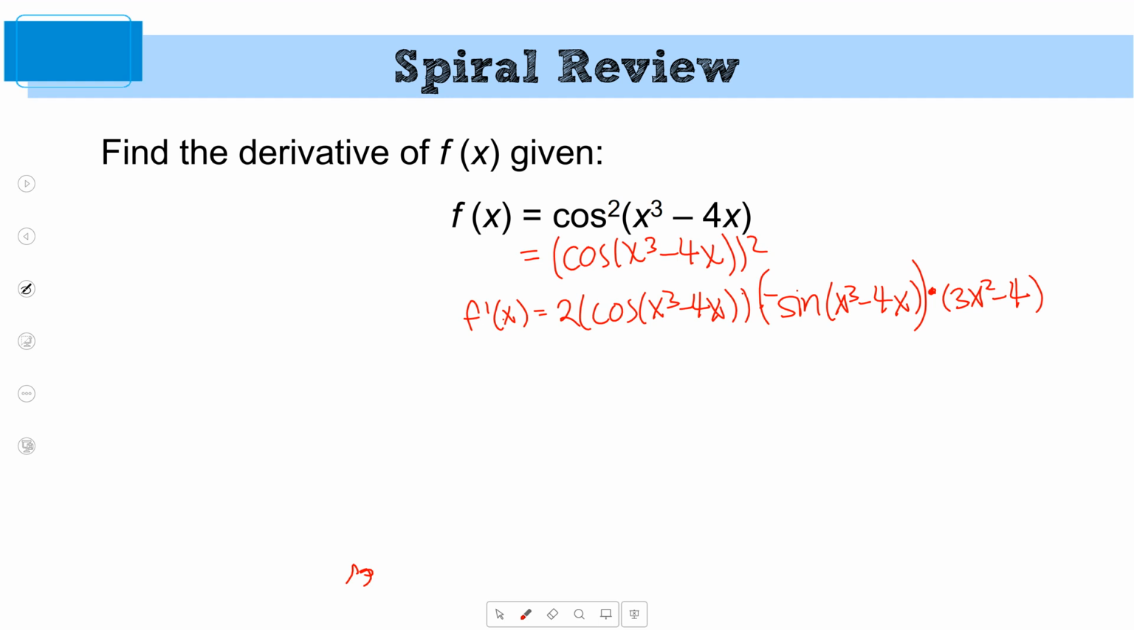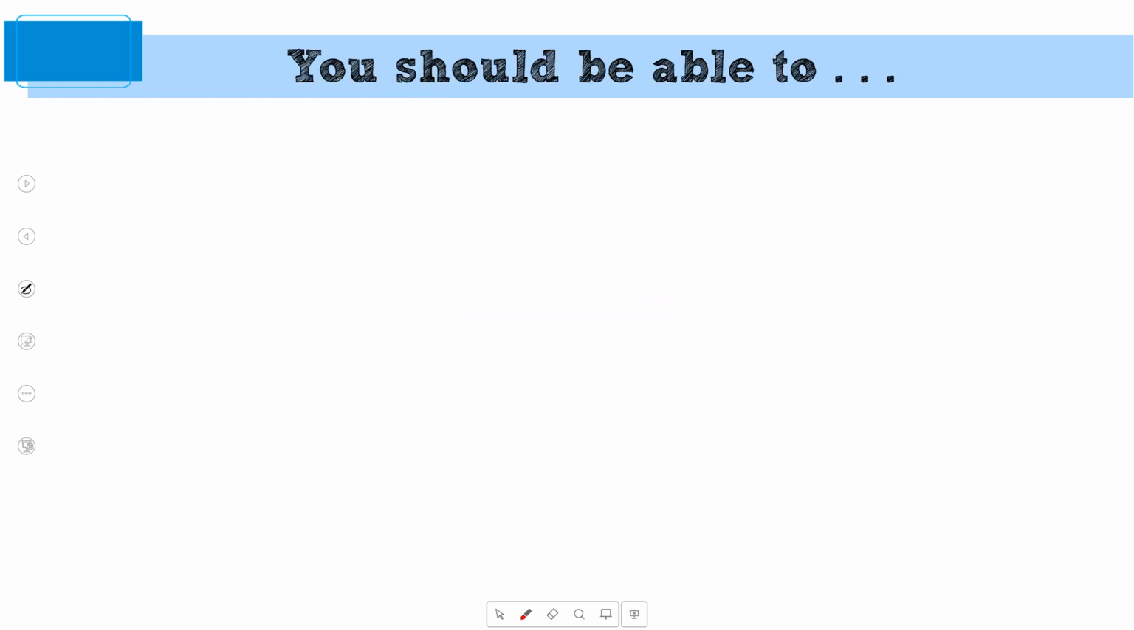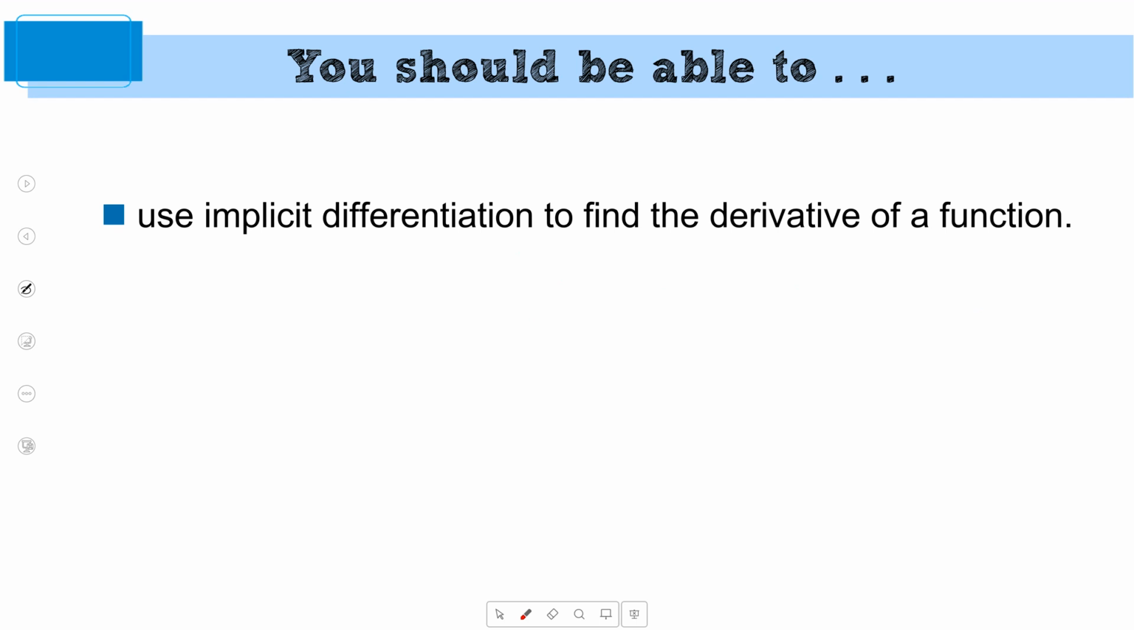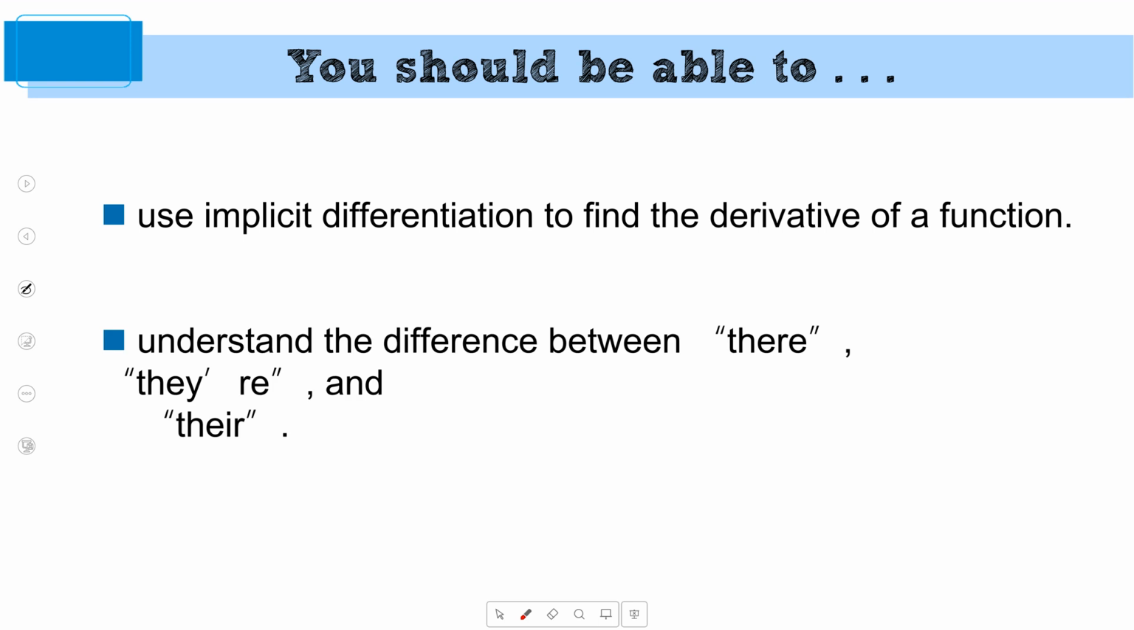Change to f of x first. Don't need any new notation there. But then as soon as you start taking the derivative, you've got some new notation there. Questions? No? Okay, so today, we're going to use implicit differentiation to find the derivative of a function. That's it. Well, I lied. There's one more thing. Please, whenever possible, understand the difference between there, and there.